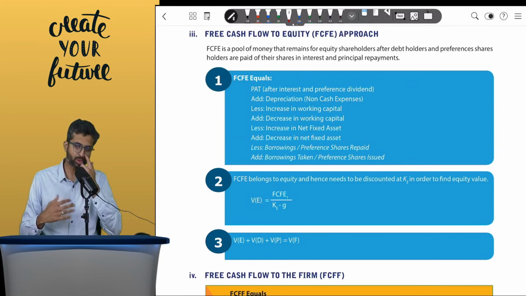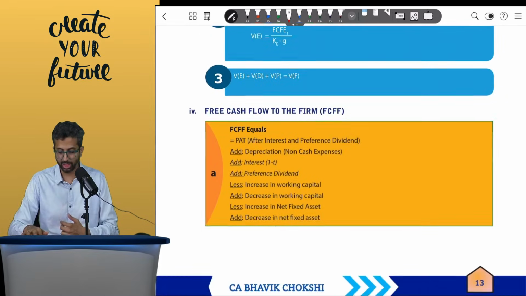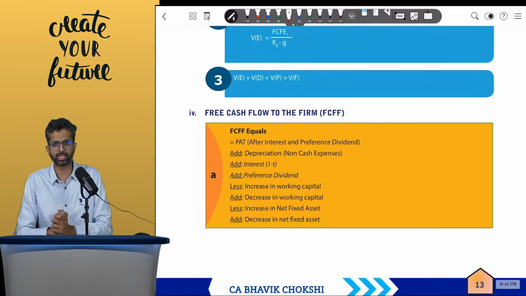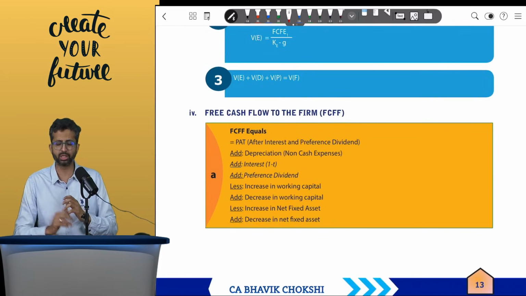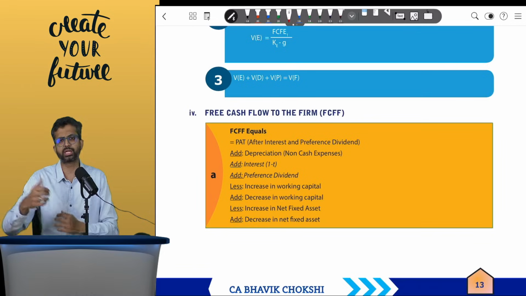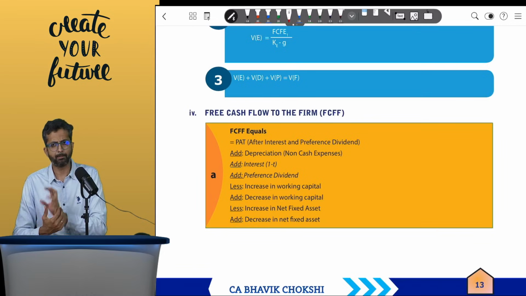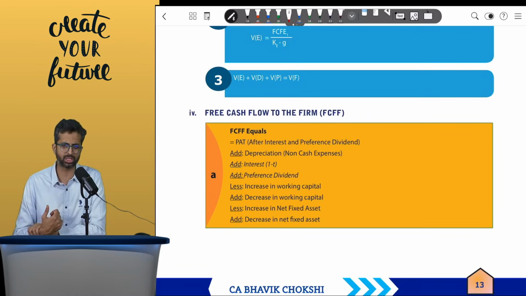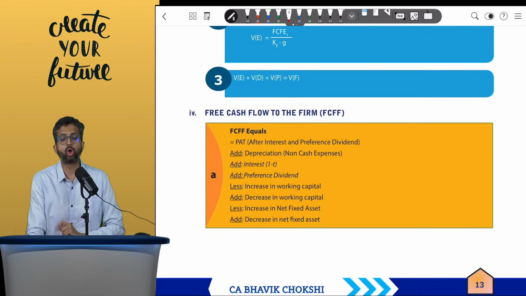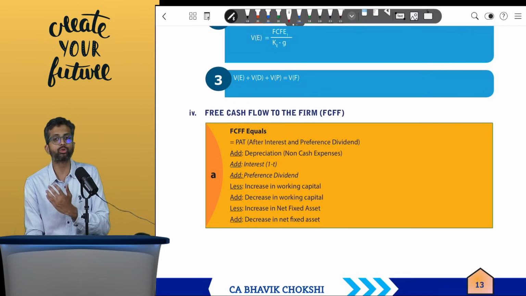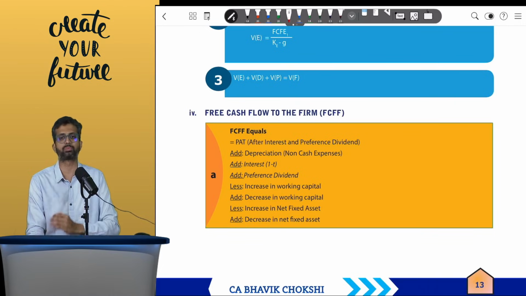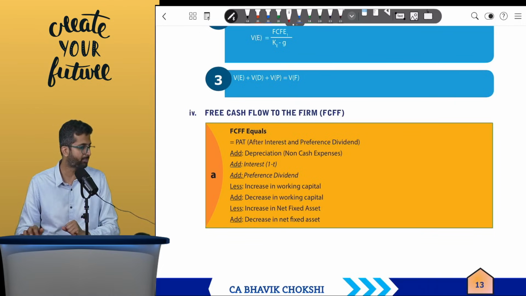But if the data is not available and instead interest data is available, then you can use FCFF, where you say FCFF is the PAT plus depreciation into 1 minus T, plus, let us say, interest into 1 minus T, minus fixed capital investment, minus working capital investment. However, you will not adjust the debt changes over here because you are doing the free cash flow to the firm. FCFF will be discounted back to give you the value of the firm, from which if you subtract the value of debt, you will get the value of equity.